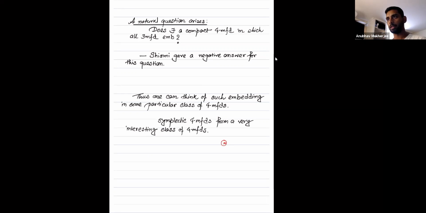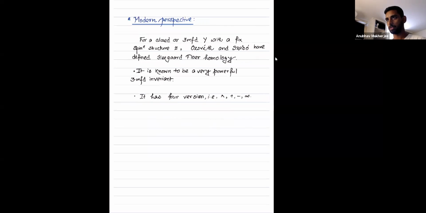Now here is the modern reason, and the reason how we came up with this conjecture. In particular, for a closed 3 manifold, we can fix a spin^c structure. In a vague way, one can think of a spin^c structure as a choice of a non-vanishing vector field on the 3 manifold M. Since a closed 3 manifold M has Euler characteristic 0, such a non-vanishing vector field always exists. So a spin^c structure exists in particular.